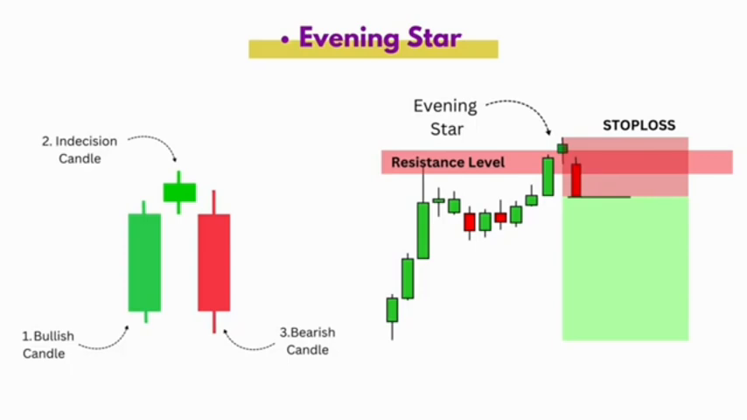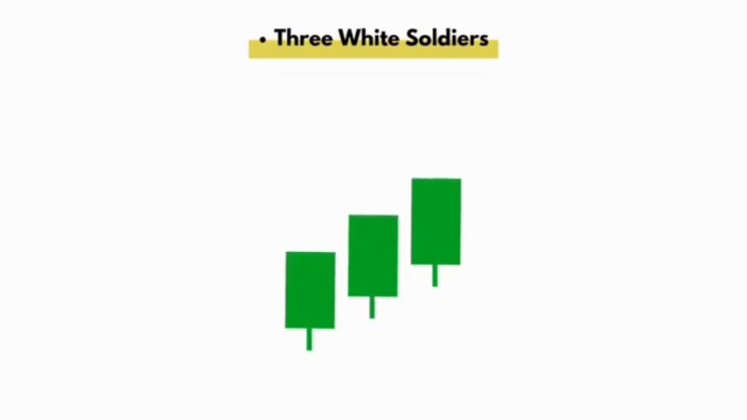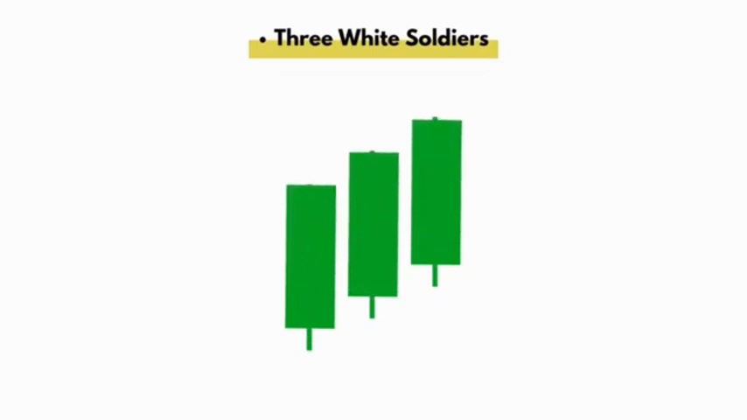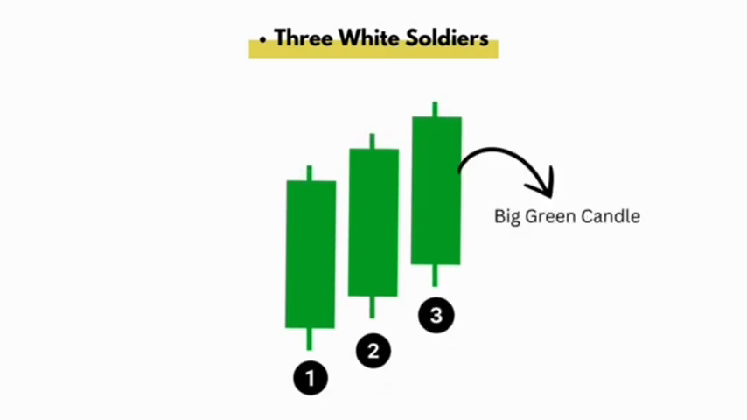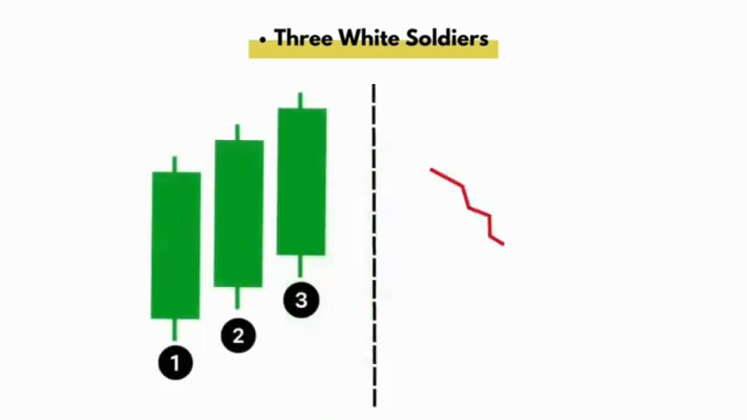3 white soldiers pattern. Now let's move on to the third and one of the most important candlestick patterns, the 3 white soldiers. This pattern is also made up of 3 candlesticks, and all 3 are strong bullish green candles. The 3 white soldiers is a bullish reversal pattern. It usually appears after a downtrend, signaling that buyers have stepped in and the market may be ready to move higher. This pattern tells us that buyers are now in control, and there's a high probability that the price will continue rising.